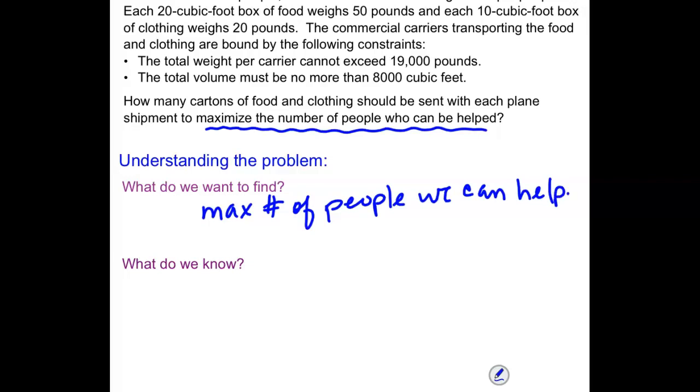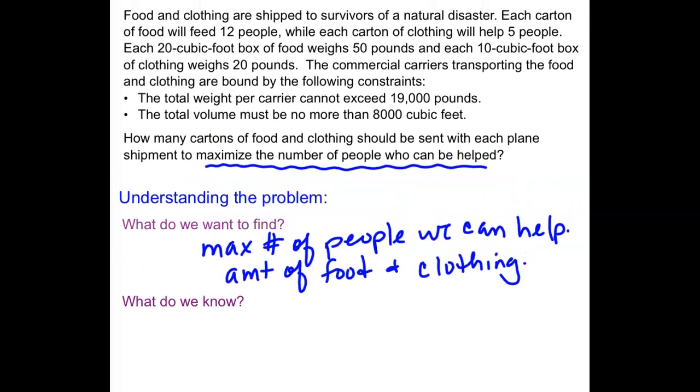And to do that, we need to figure out how many cartons of food and how many cartons of clothing we should send to help those people. All right? The second part is to figure out what it is that we actually know. What pieces are we given in here?